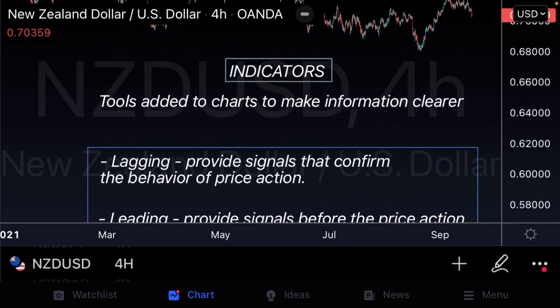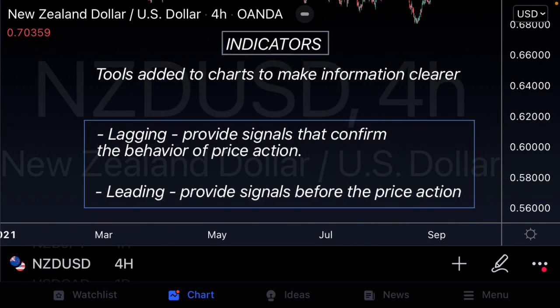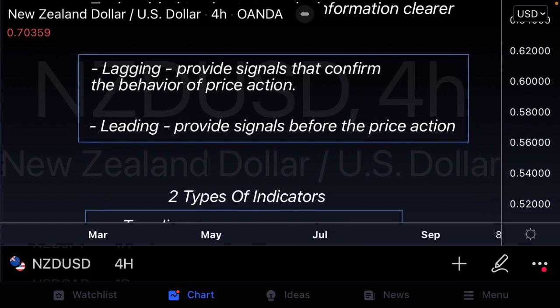Now we're going to go on to the second kind of indicator, and that is a leading indicator. What a leading indicator does is provide signals before the price action happens. So for us to have one ultimate indicator, guys, we need an indicator that is both lagging, that confirms the behavior of price action, and leading, that provides signals to us before price action happens, so that we as traders are still able to capitalize on the price movement that precedes the actual indication of our price action.